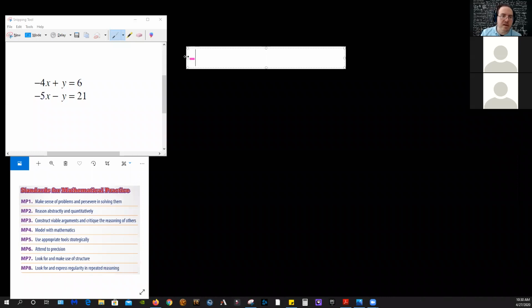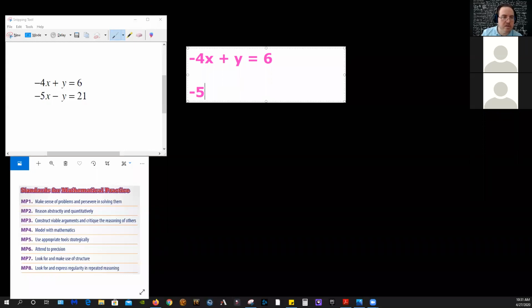If you can't see it at home, here's what it says. It says negative 4x plus y equals 6. And then it says negative 5x minus y equals 21. Let me check that. Negative 4x plus y equals 6, and negative 5x plus y equals 21. Yep.